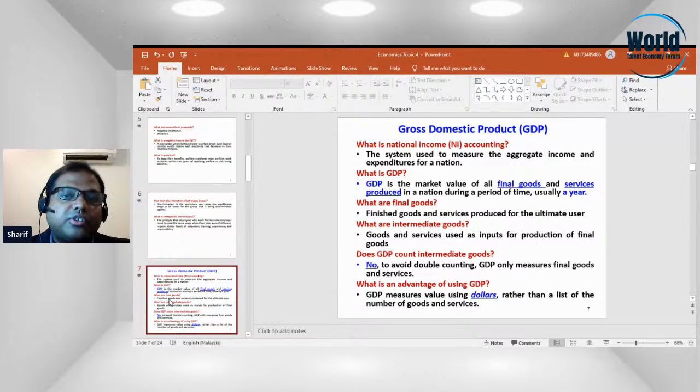What are final goods? Finished goods and services produced for the ultimate users. What are intermediate goods? Goods and services used as inputs for the production of final goods. Does GDP count intermediate goods? No. To avoid double counting, GDP only measures final goods and services. What is an advantage of using GDP? GDP measures value using dollars rather than a list of the number of goods and services.